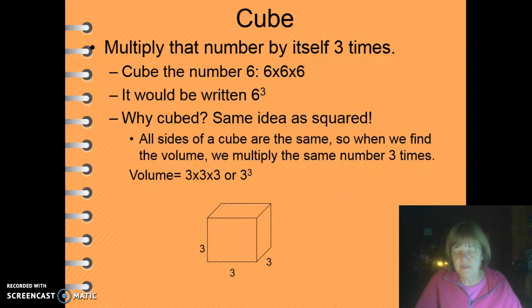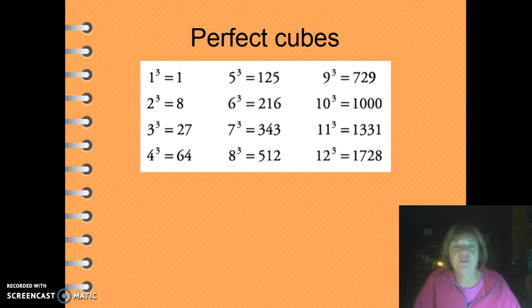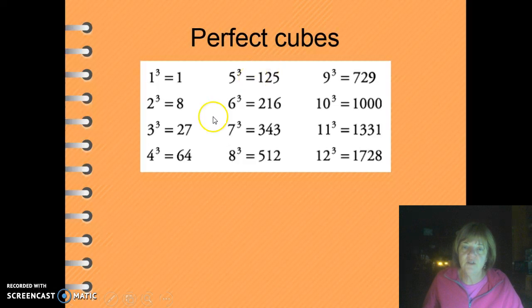Not a hard concept. Just remember, square is 2, cube is 3. And here's a list of the first 12 perfect cubes. Again, you're going to want to memorize some of these, maybe not all 12 of them, but I want to point out to you a shortcut here that I want you to be aware of. We've mentioned it in class before. 10 cubed is 1,000.